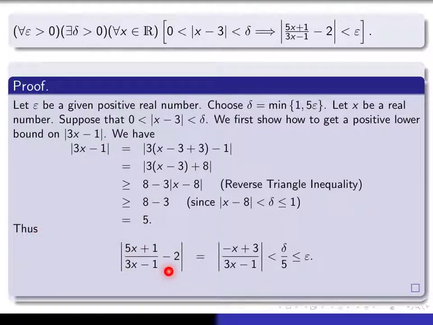I'm going to prove that it's smaller than epsilon. I combine. The numerator is smaller than delta, and my lower bound gives me that I can replace that by 5. And this is smaller than epsilon, since delta is also smaller than or equal to 5 epsilon. And that completes the proof.